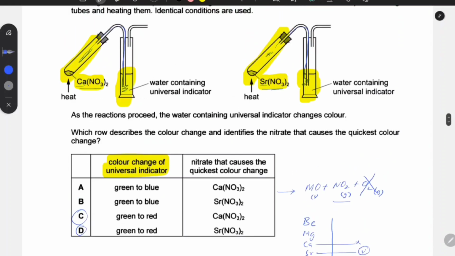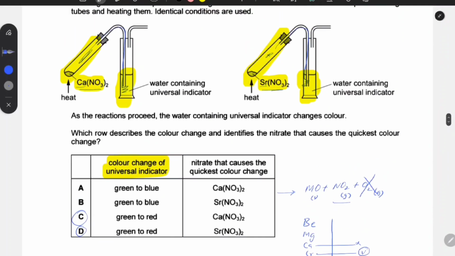So strontium nitrate will decompose only if you provide more heat. It means that it will take more time to decompose into nitrogen dioxide and strontium oxide. That is why it will give us a slow reaction, but calcium nitrate will decompose easily, and that is why it will change the universal indicator color in less time. So option C would be the correct option.